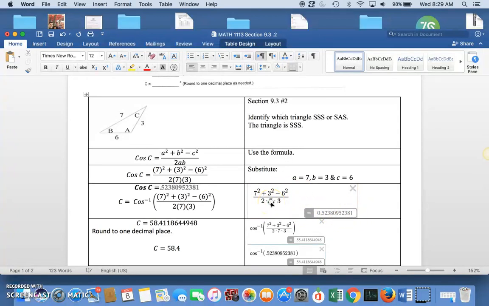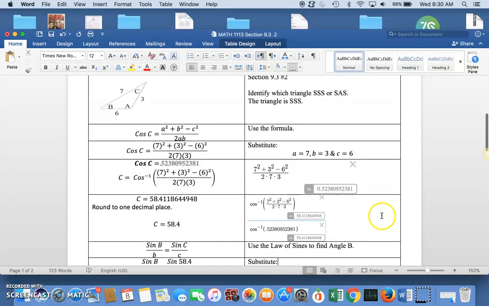But that's not your answer. That is just what this part is. You have to do the inverse cosine of that, and you can do it of the whole thing, or you could have taken that answer and done it. Either way, if you just did cosine, that's not the angle. It has to be inverse cosine of that whole entire amount there.